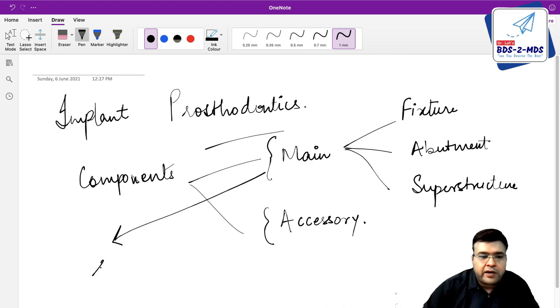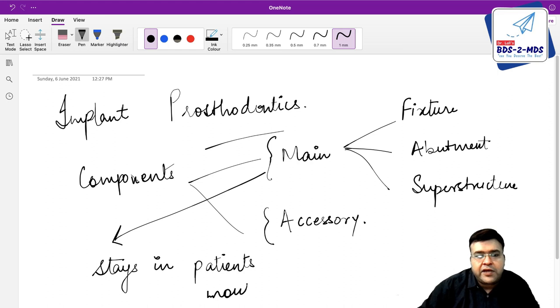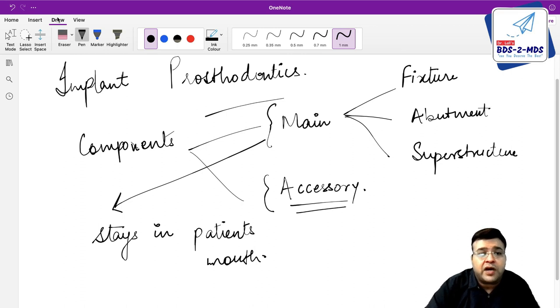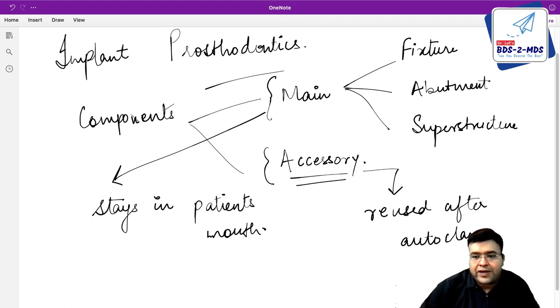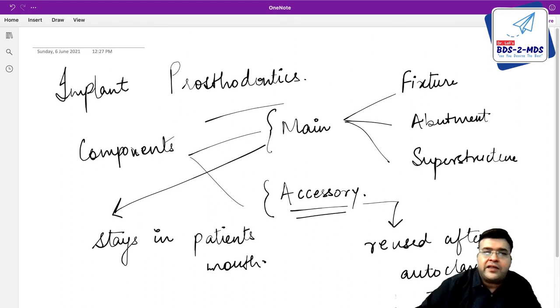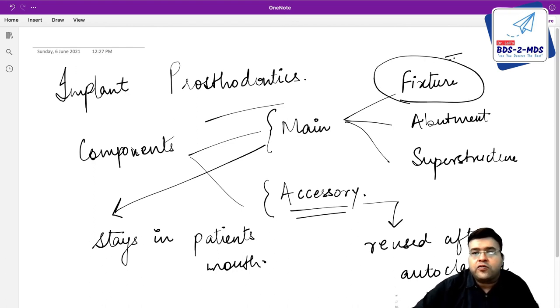So how do we classify it as a main or an accessory component? The main component always stays in the patient's mouth, right? Whereas accessory components are those components which are used, but they can also be reused after proper autoclaving, right? So accessory components can be reused after autoclaving. So what is meant by the term fixture? Fixture also means an implant, which goes inside the bone. That is also called a fixture.